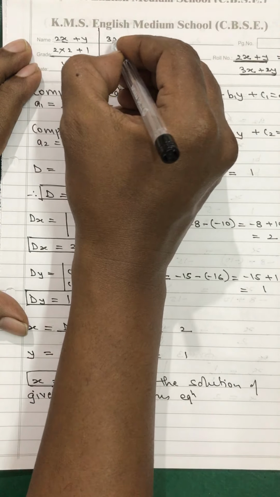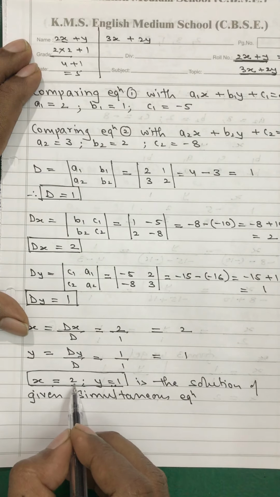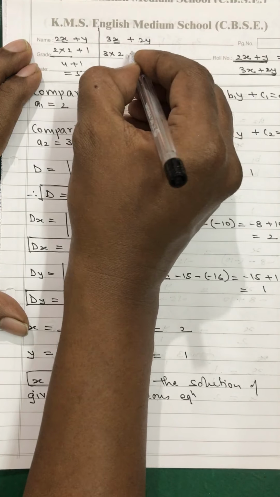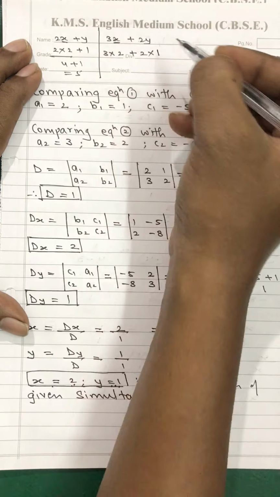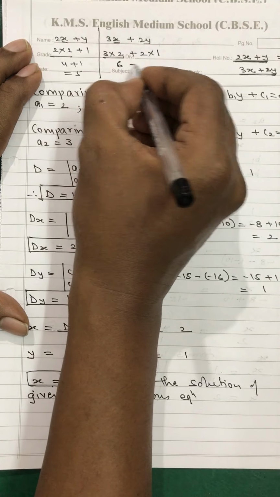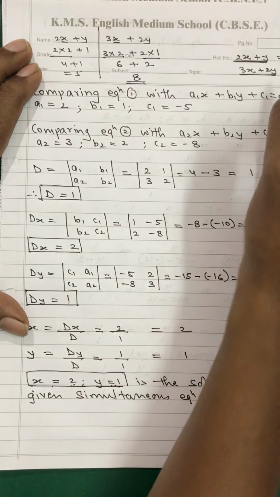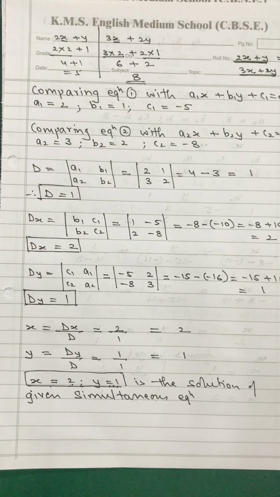Second equation, 3x plus 2y. I will substitute over here. So x is equal to 2, so in place of x, I'll write 2. 3 into 2 plus 2 into, in place of y, I will write 1. So 3 2s are 6 plus 2 1s are 2. 6 plus 2 is 8. This should come. Are you getting it, my dear students? Okay.